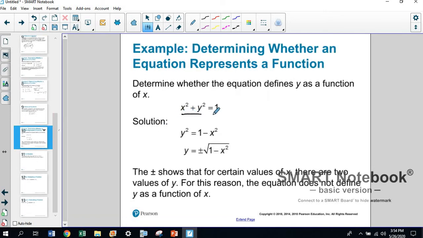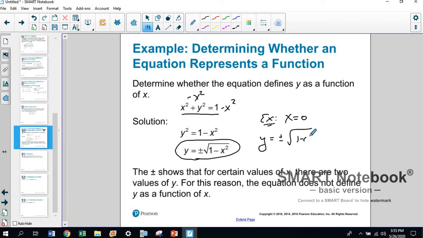If you have x squared plus y squared equals 1, then we subtract x squared from both sides. You're left with this. And then if you take the square root of both sides, you get y equals plus or minus. Remember, when you take the square root of both sides, you get plus or minus. And so here, as an example, if I plugged in x equals 0, what would you get? You would get plus or minus the square root of 1 minus 0 squared, which is plus or minus the square root of 1, which is plus or minus 1. You get two answers for one x.